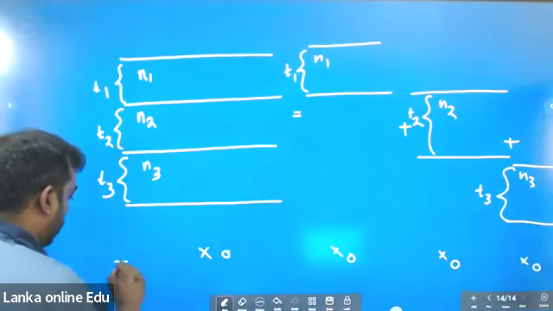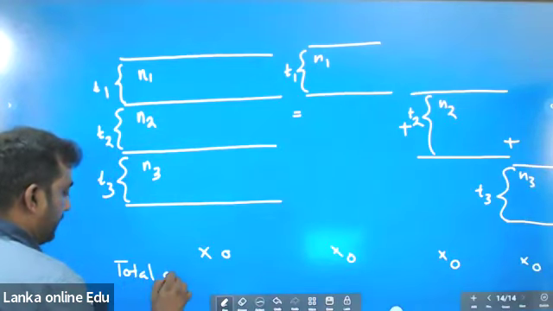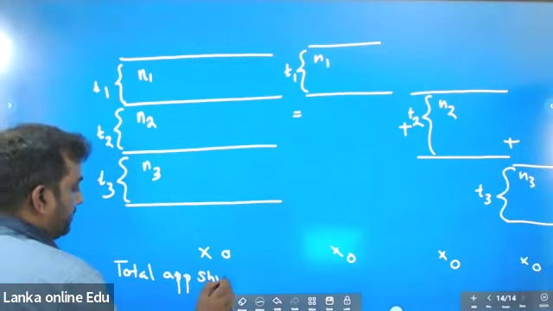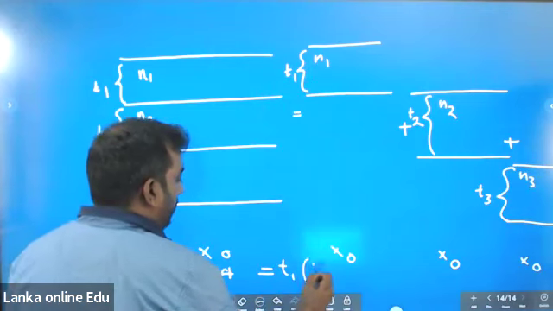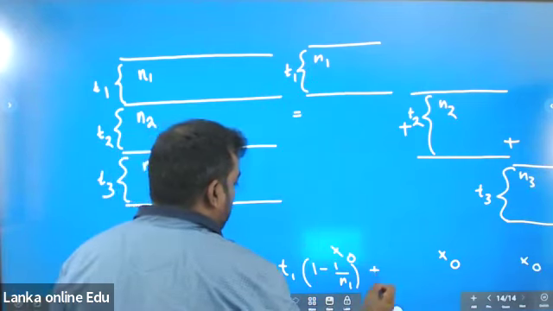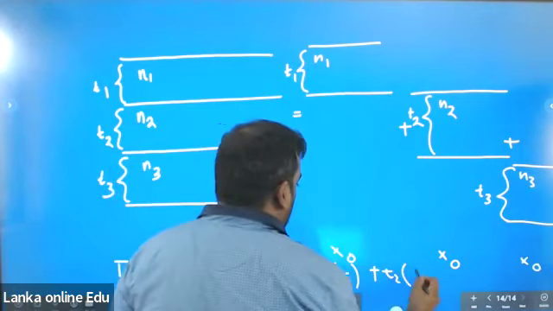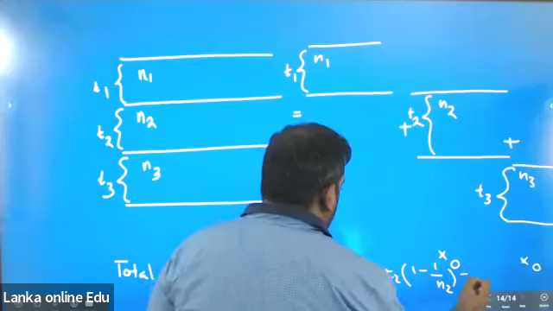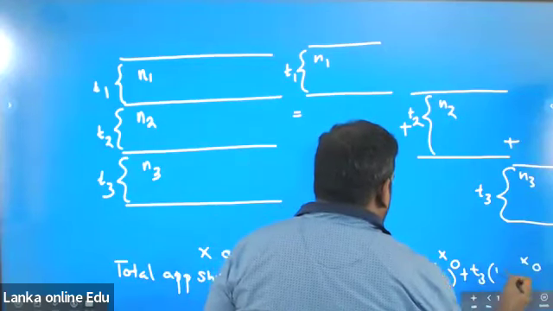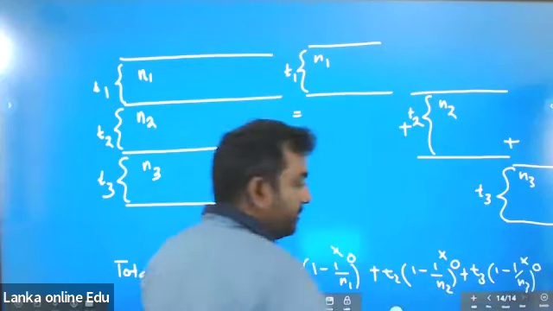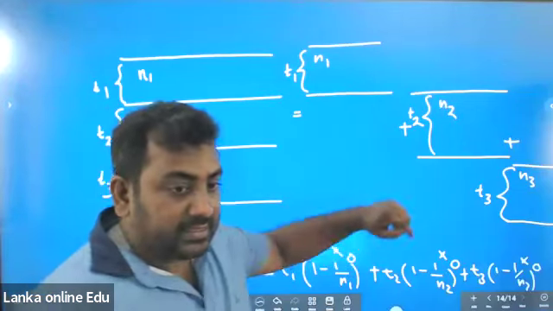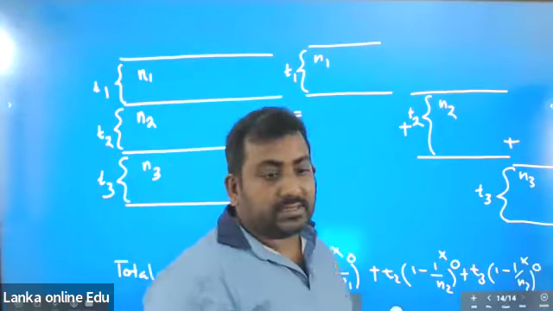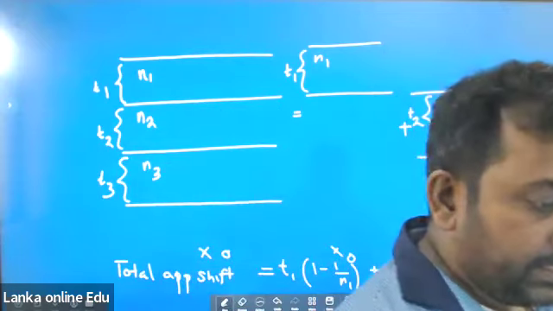So we can write the total apparent shift is going to be the sum of the apparent shifts from each medium: T1 (1 minus 1 over N1) plus T2 (1 minus 1 over N2) plus T3 (1 minus 1 over N3). Because it does not depend on that distance.